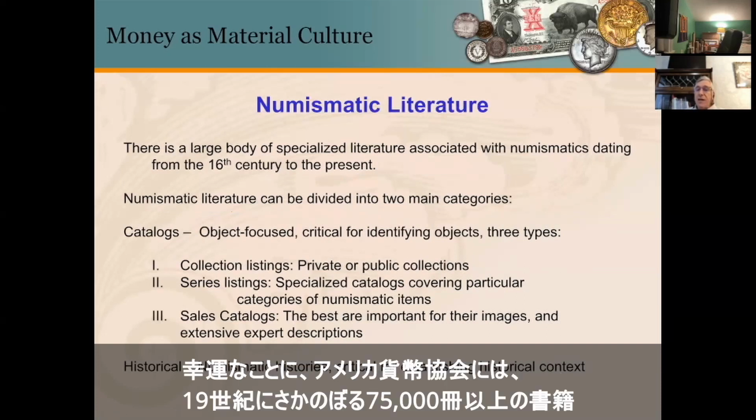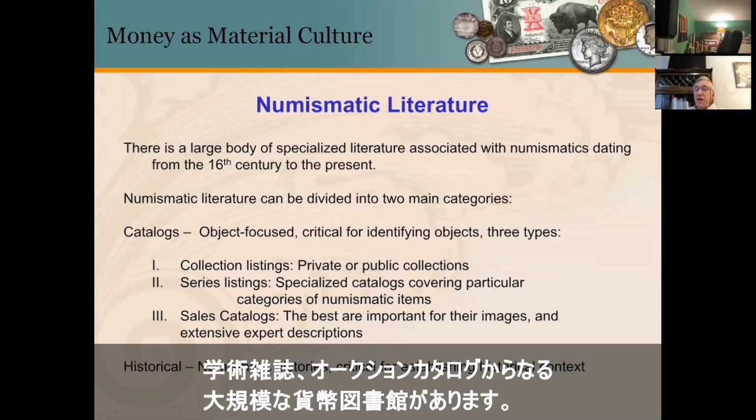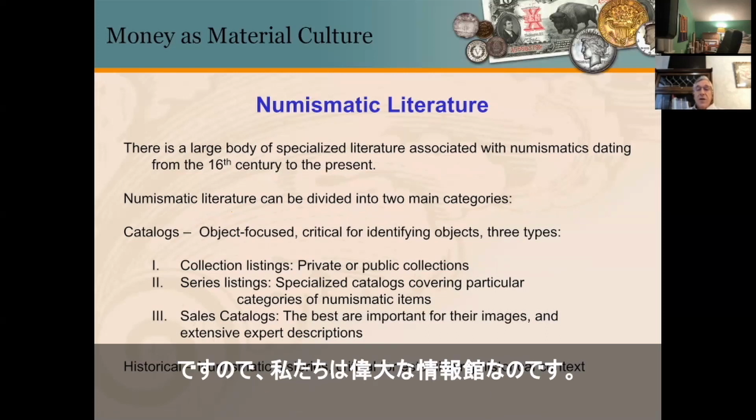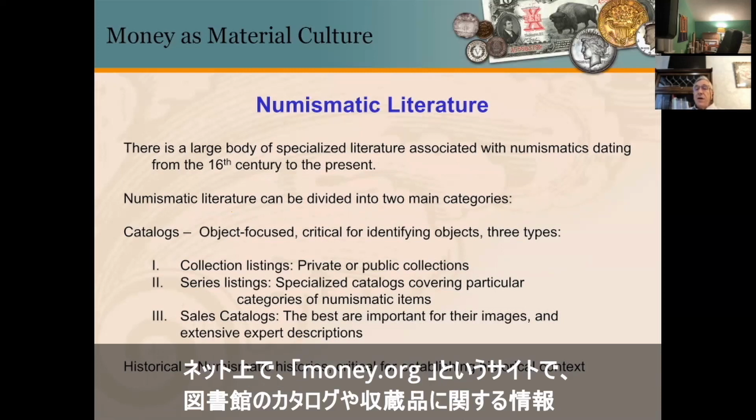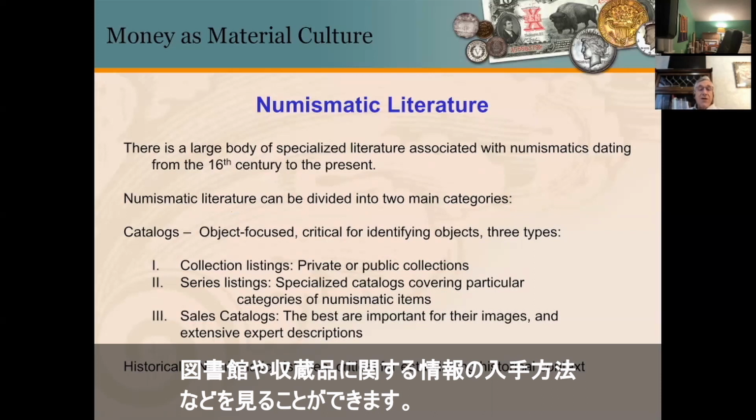The American Numismatic Association is fortunate to have a major numismatic library consisting of well over 75,000 books, scholarly journals, and auction catalogs dating back to the 19th century. So we are a great resource, and you can find us online at the money.org website, where we have our library catalog listings and other information about the holdings and how to get information about the library and its holdings.